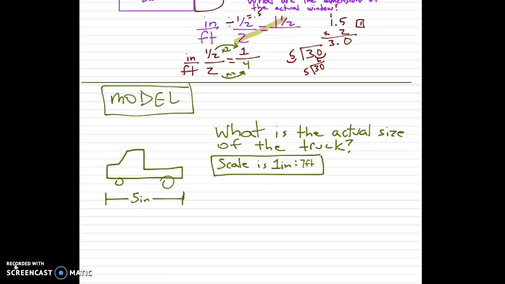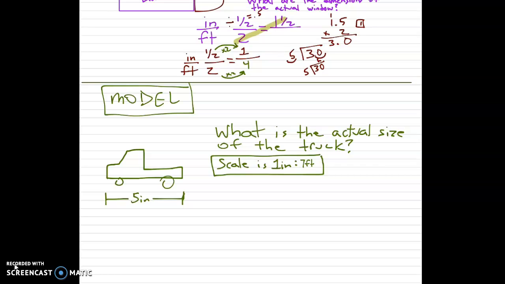Alright, so let's talk about a model now. So I drew a little truck here. I know that's pretty awesome. Remember, you can pause this and write this down before I keep going. That truck model is 5 inches long. So what is the actual length, or the actual size of the truck? So the scale factor is 1 inch to 7 feet. 1 inch equals 7 feet.